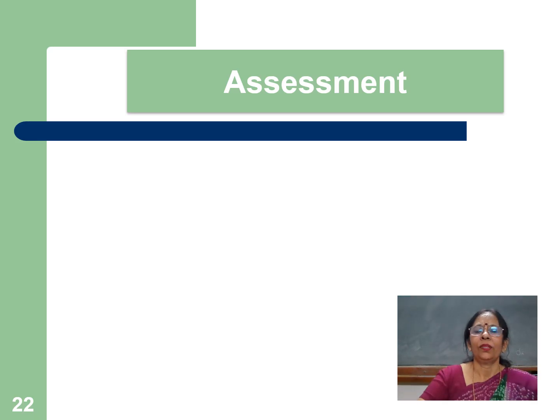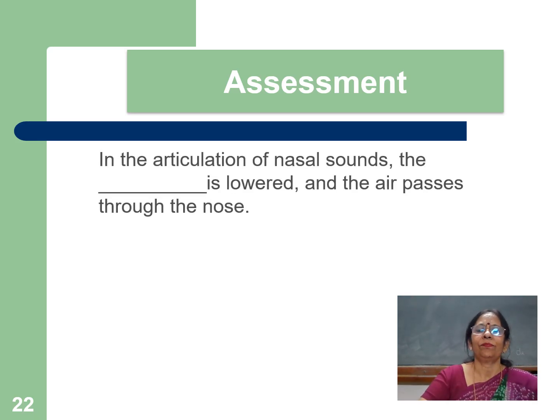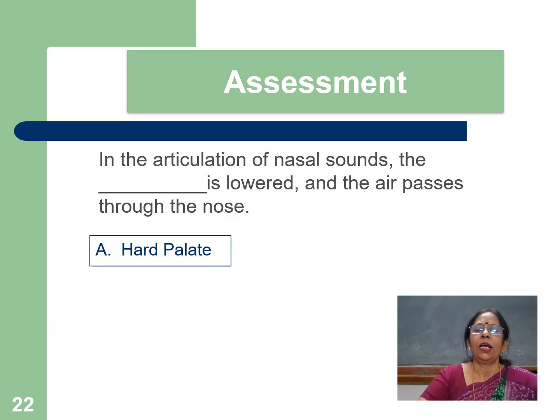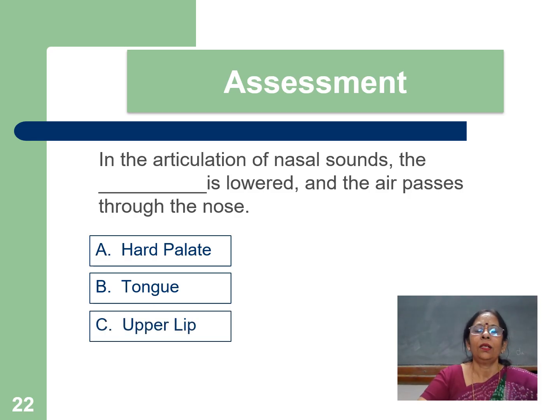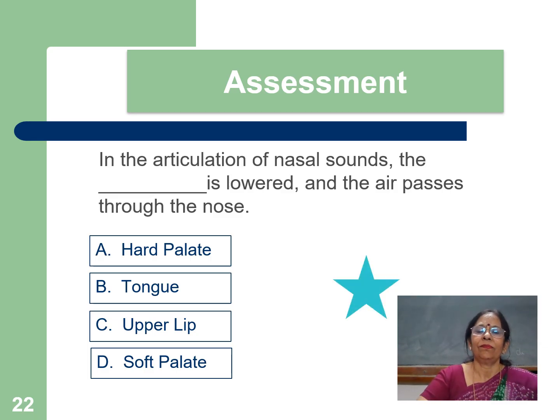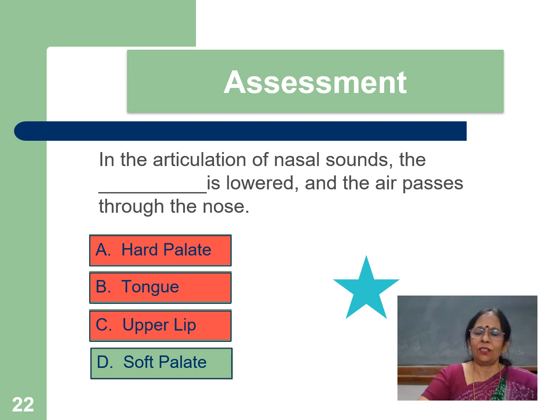And now it is time for assessment. So let us begin. In the articulation of nasal sounds, the dash is lowered and the air passes through the nose. And here are your options: hard palate, tongue, upper lip, or the soft palate. And the right answer is the soft palate.